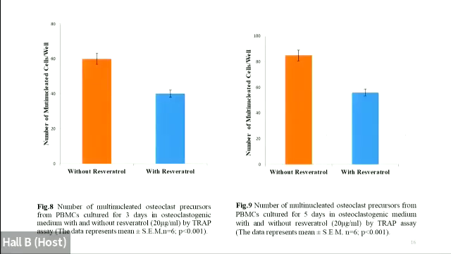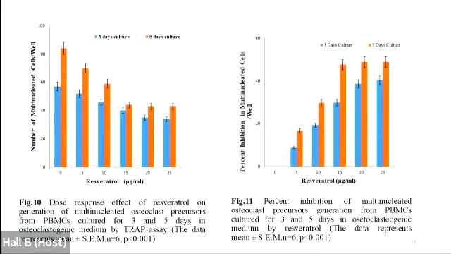These are the graphs representing the 20 micrograms per ml of resveratrol administered for 3 days and then for 5 days. There is a marked decrease between the two levels, without resveratrol and with resveratrol. And this 20 micrograms per ml dose, we have reached this conclusion by doing a dose response effect. As can be seen, at a dose of around 20 micrograms, the number of multinucleated cells was significantly decreased. And in terms of percent inhibition, at 20 micrograms, there was a maximum percent inhibition in the number of multinucleated cells.